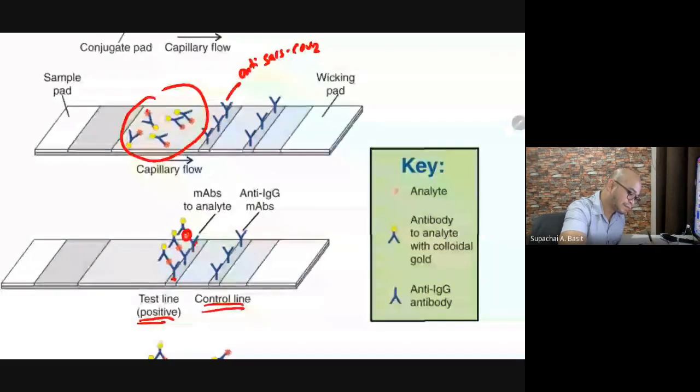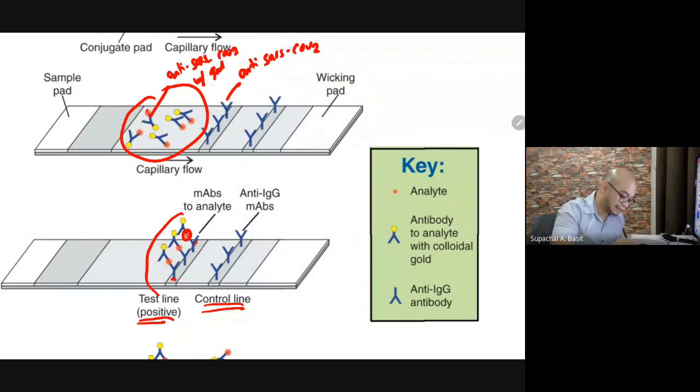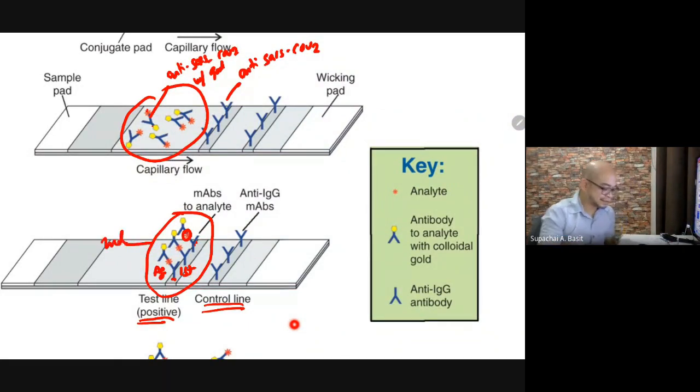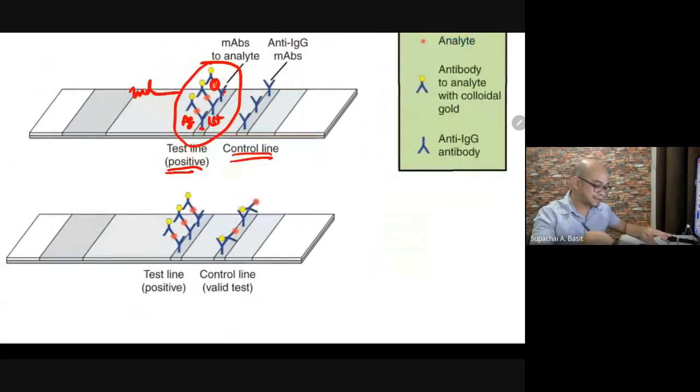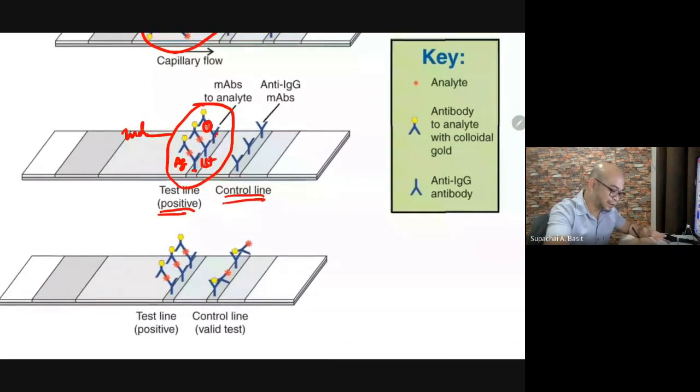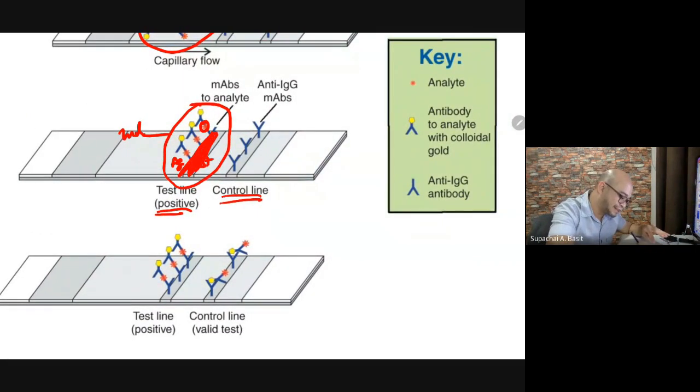Here is the anti-SARS-CoV-2, and this one is also an anti-SARS-CoV-2 with gold. So the analyte here is also a sandwich phenomenon, because you have the first antibody, then the antigen, and then the second antibody. Since you pass through the test line, this will cause a colored reaction in the test line.